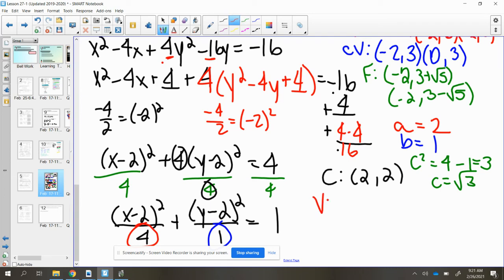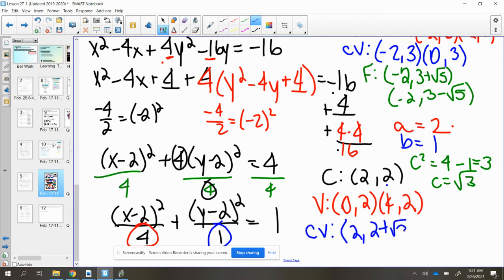So our vertices this time are going to be to the left and right of our center 2 units. So at 0, 2 and 4, 2 when we move to the right. The co-vertices then are going to be moving up and down from our center. So we would be at 2, 2 plus the square root of 3 when we move up, or minus the square root of 3 when we move down.